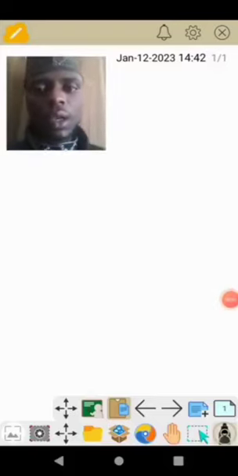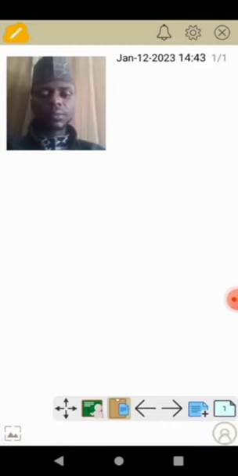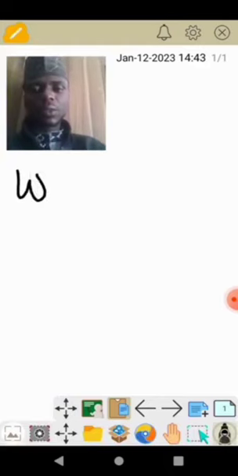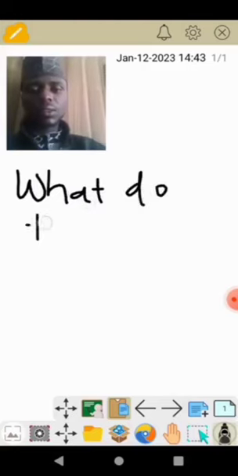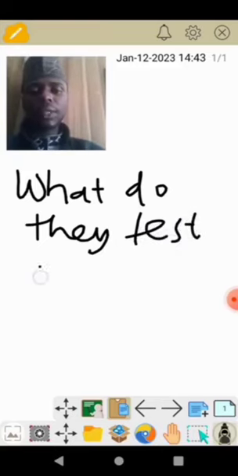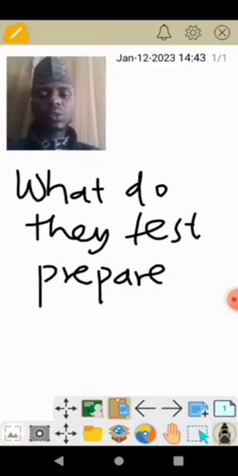Today we are going to see how a student can approach mathematics questions. When questions are given to you, how can you approach them? So we are going to see what mathematics questions are. The first thing we are going to see today is what they test, what mathematics questions test. And the second thing is how you can prepare for mathematics examinations. So these are the two things we are going to see in this video.